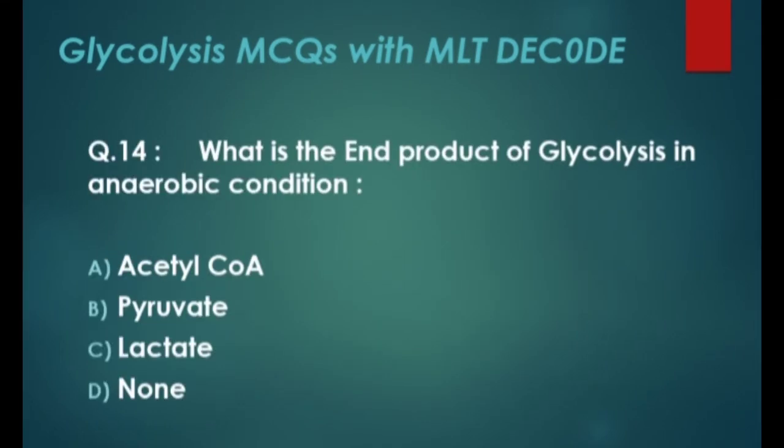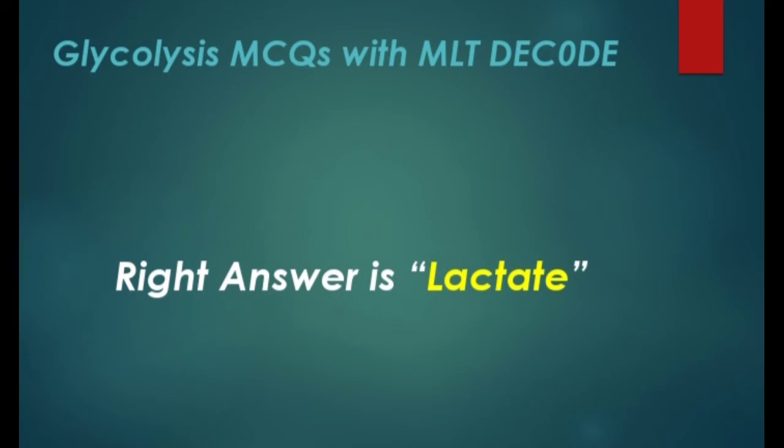Next: what is the end product of glycolysis in anaerobic condition? Acetyl-CoA, pyruvate, lactate, or none? The right answer is lactate.